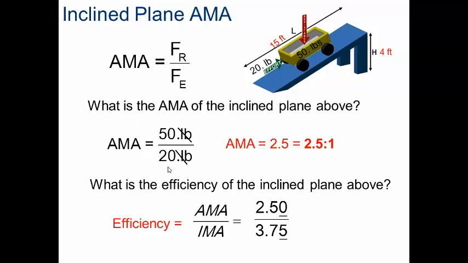This gives us an efficiency rating. My actual mechanical advantage divided by my ideal mechanical advantage, multiplied by 100, gives you a 67% efficiency rating.